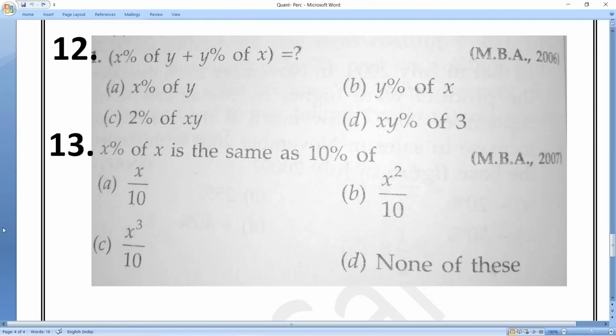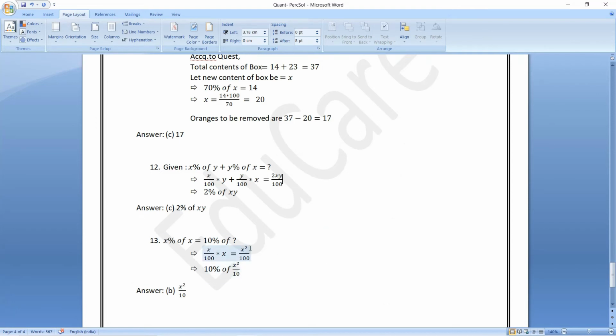x cube by 10, no. And D is none of these. So our only choice is x square by 10, because if you multiply x square by 10 here, 10% means 10 by 100 into x square, so the 100 gets removed. So 10% of x square it can be, but x square is not in the options, so we write x square by 10, because if you multiply x square by 10 then we have 10%. Okay, so the answer will be option B, that is x square by 10.